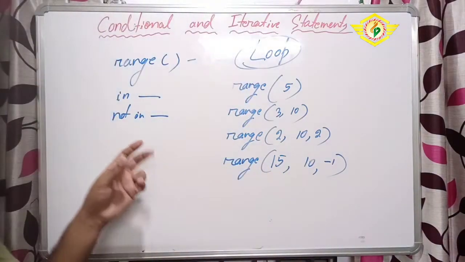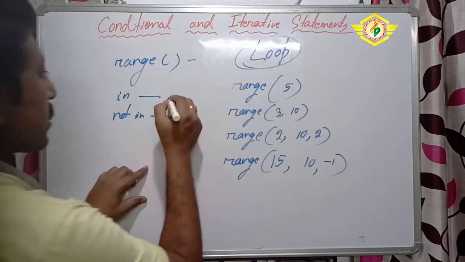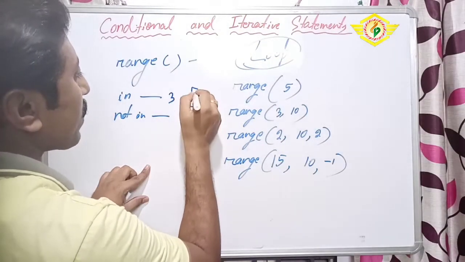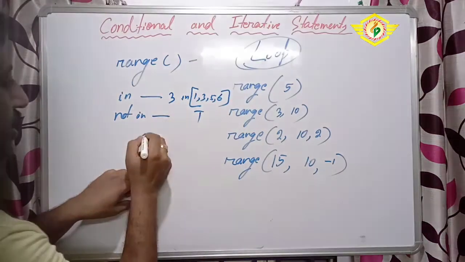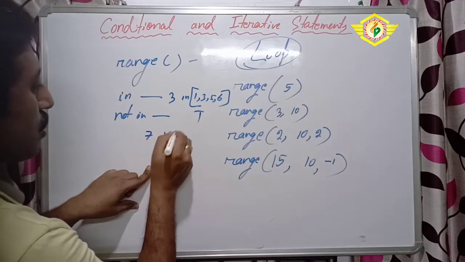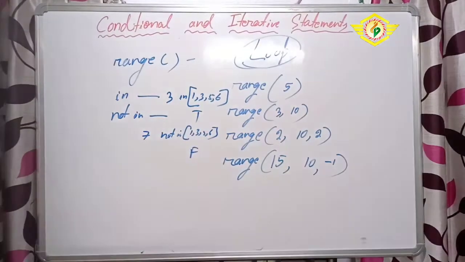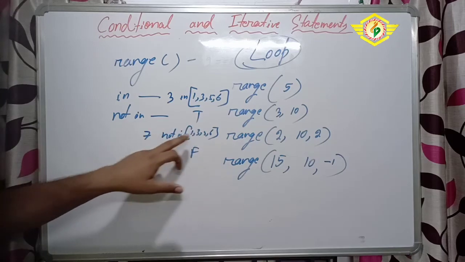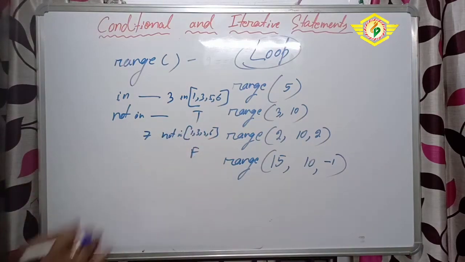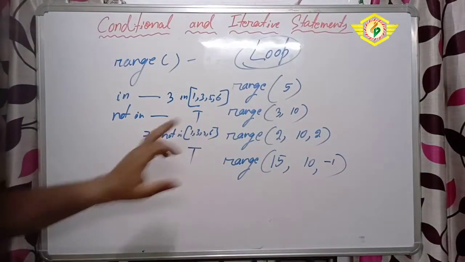Another one we will write about is in and not in. In and not in means, suppose we check whether a value is present in a list or not. If I write 3 in 1, 3, 5, 6 within brackets, the output will be true. In a similar case, if I write 7 not in 1, 3, 5, 6, the value will be true, because 7 is not present in this range. Yes, it is true.